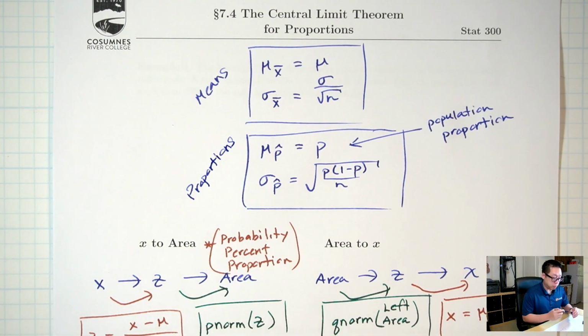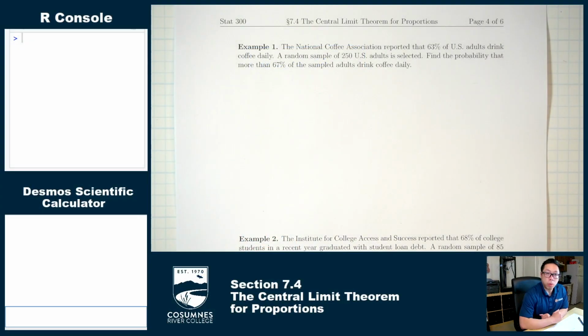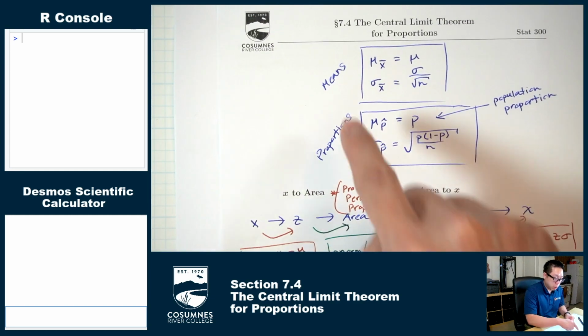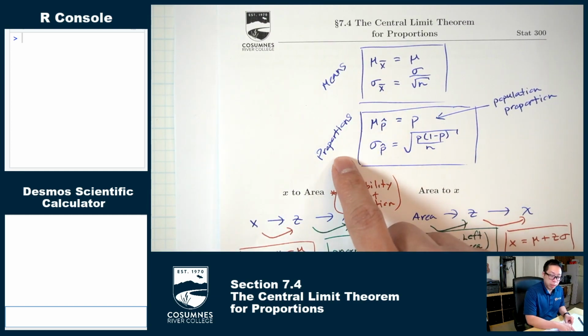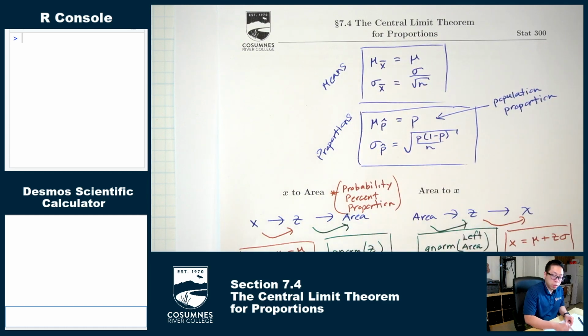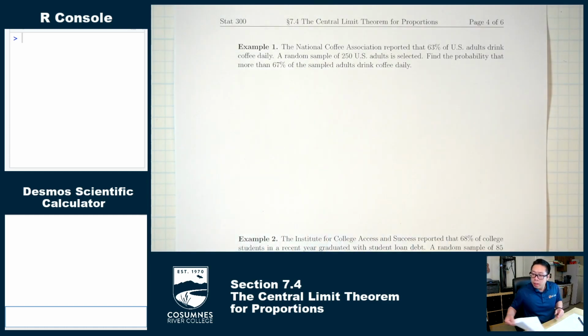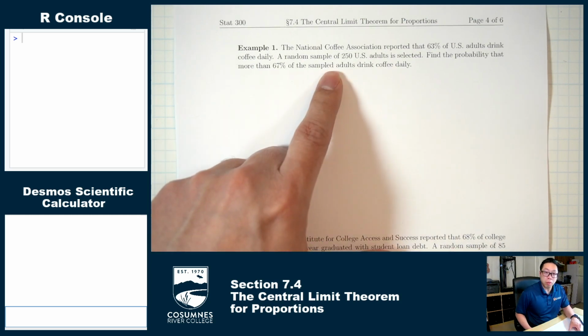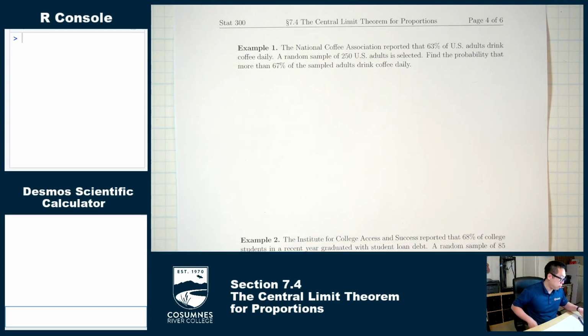All right, so let's now try some examples. Example 1. The National Coffee Association reported that 63% of US adults drink coffee daily. A random sample of 250 US adults is selected. Find the probability that more than 67% of the sample adults drink coffee daily. Okay, because we have a mix of mean questions and proportion questions, the first thing you need to do is decide whether we're talking about means or proportions, because that determines which of these formulas you use for the mean and standard deviation. Notice that when I read this question, I didn't read the words mean or standard deviation anywhere in that question. This would have to be a proportion question.